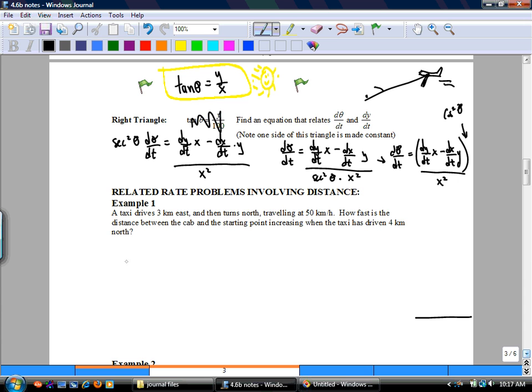Well, we can draw a taxi going. So here's our taxi going 3 kilometers east. Then turns north, traveling at 50 kilometers an hour. How fast is the distance increasing when the cab has driven 4 kilometers north and it's traveling at 50 kilometers per hour?